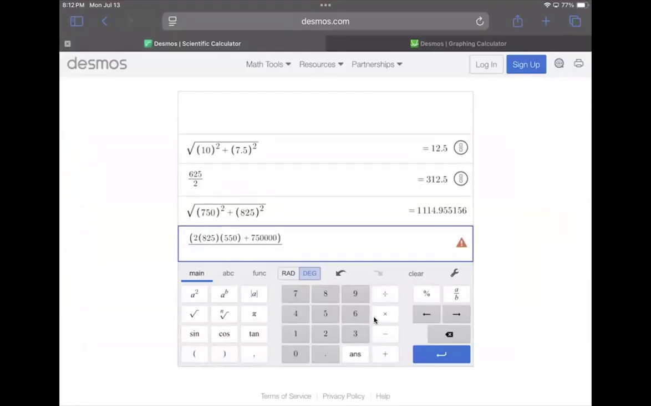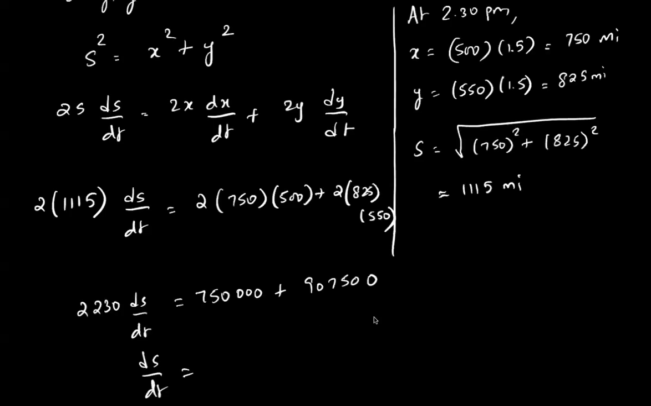All over 1115. So that is 1487. So this is the rate at which the distance between the two airlines is changing.